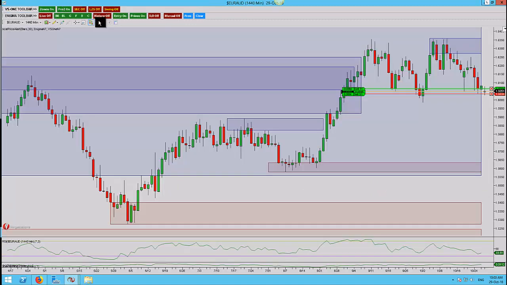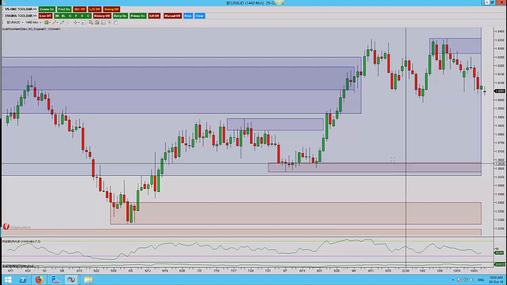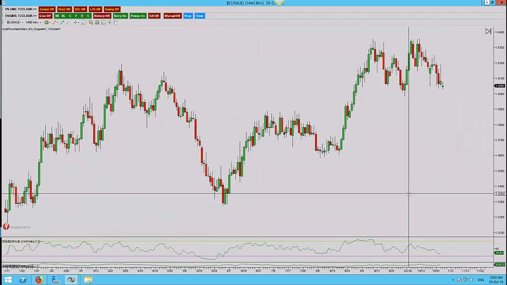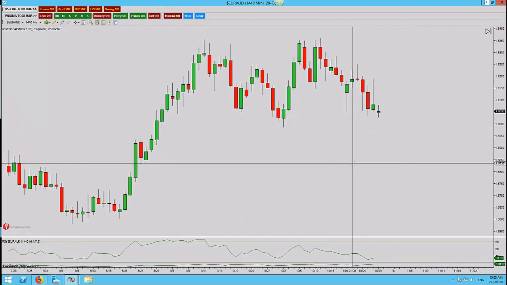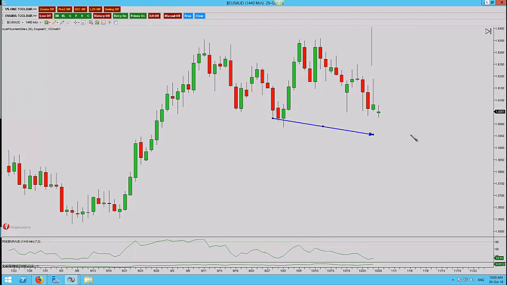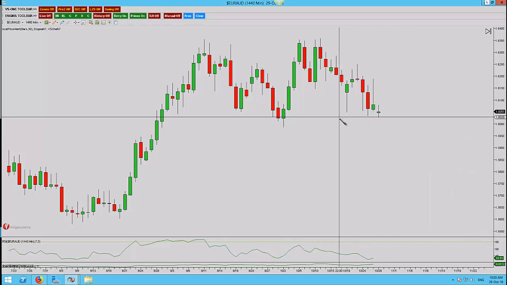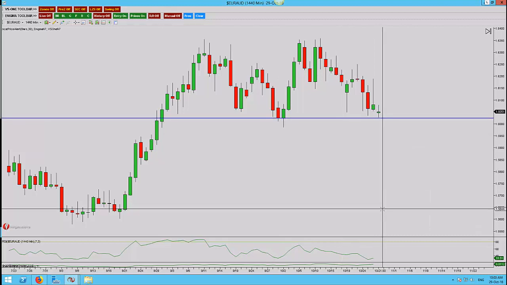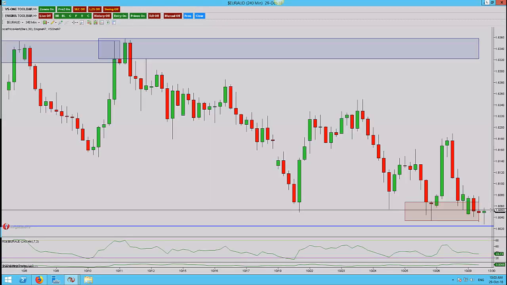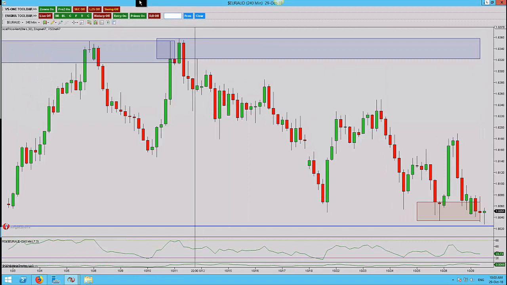It doesn't have too much to do with the daily time frame, but it's always good to get an indication of what's actually happening here. So really we're looking at the market coming down to this level. We haven't actually tested these lows as yet. Let's go down to the 240 time frame. So I am expecting the market to come lower here.